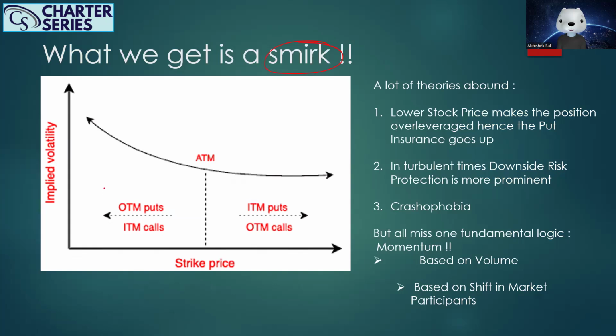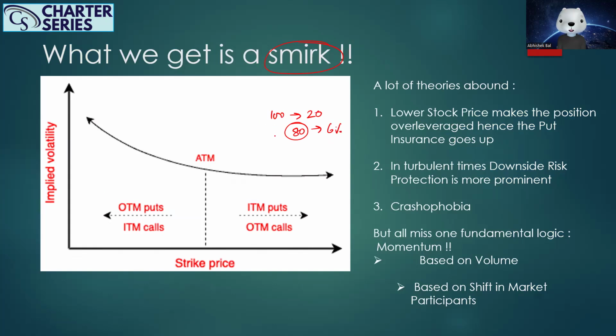Three theories have been proposed. In my considered opinion, all three of them are inadequate to actually address why it happens. But I read them out nonetheless. So the first theory says that lower stock price makes the position over leveraged, hence the put insurance goes up. It is but natural because, for example, if there is a stock priced at 100 and you put in your own equity of 20 and the rest 80 is borrowed, you pay an interest of, let's say, 6% on this, right? This is your position.